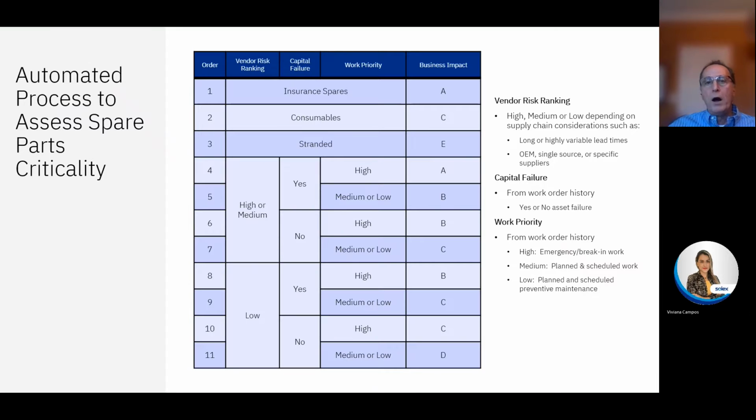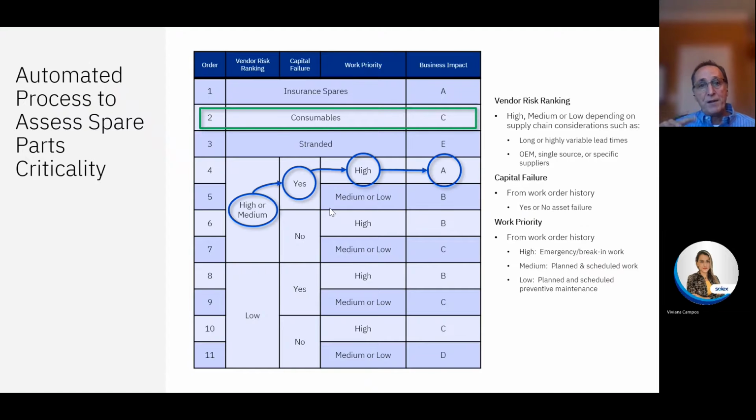This is just a real quick overview of one of our customers that allowed us to use this information. And you can see the order, okay? The vendor ranking, capital failure, work priority, business impact. For instance, if it's a consumable, it may be a C item because, again, it's important for operations, but you can get that consumable anywhere or a lot of places.